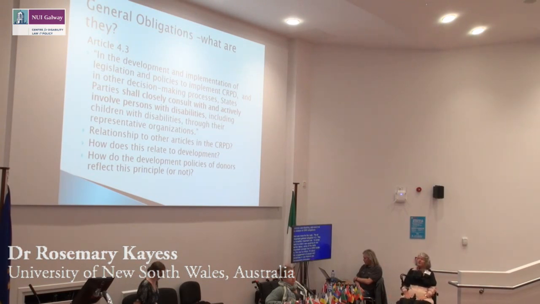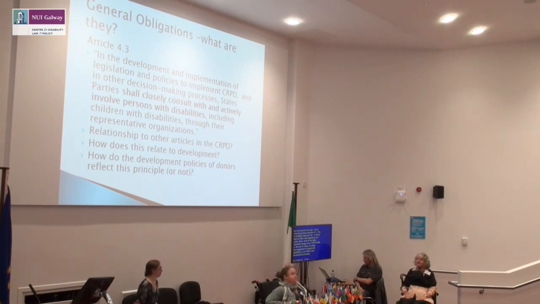So Article 4.3: in the development and implementation of legislation and policies to implement CRPD, and in other decision-making processes, states parties shall closely consult with and actively involve persons with disabilities, including children with disabilities, through their representative organisations. So this relationship back to the other articles in CRPD means that you're engaging with people with disability on the implementation across the CRPD article spectrum.